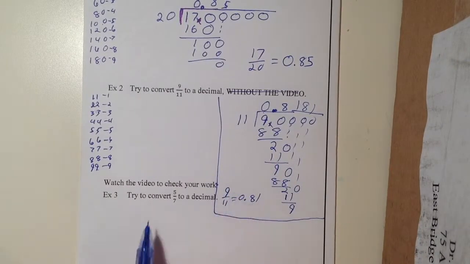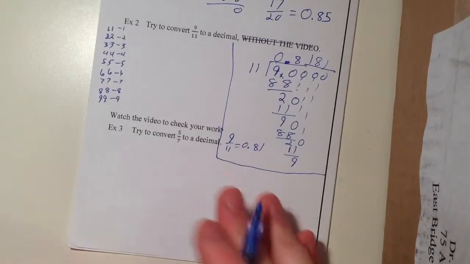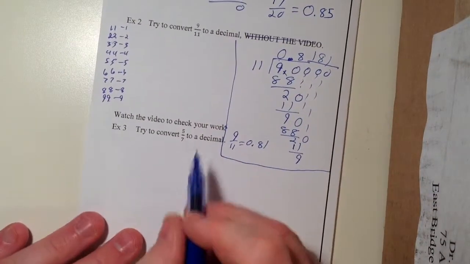All right, so what happens is you can try 5 over 7 to a decimal, but that's what's going to be there. So forget that for a second. I'm not going to worry about it. Let me give you a quick little hint of just some tricks.